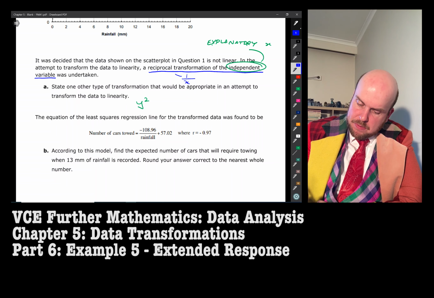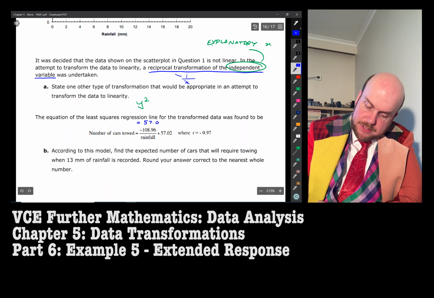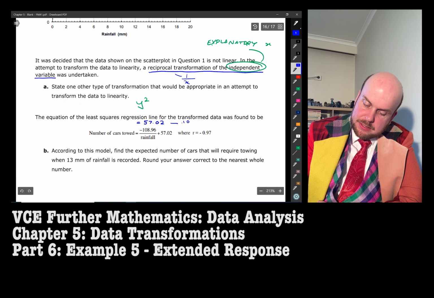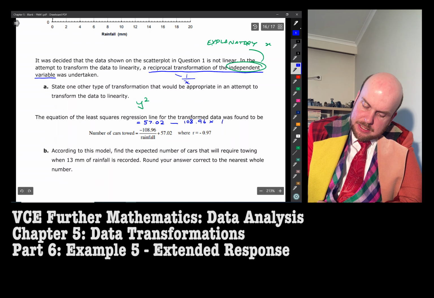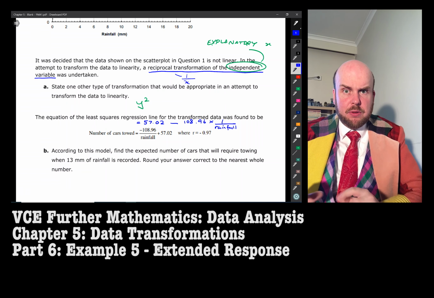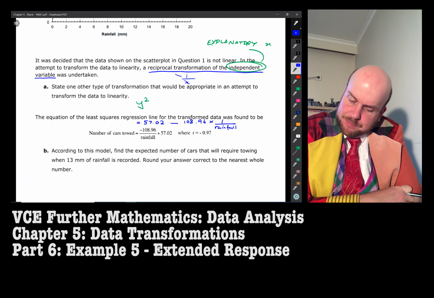The way you would normally see this is that you would say number of cars towed equals 57.02 minus 108.96 times 1 over rainfall. I wanted to do that because sometimes when you look at this, you go, what on earth is that all about? Well, that's what the actual transformation is.